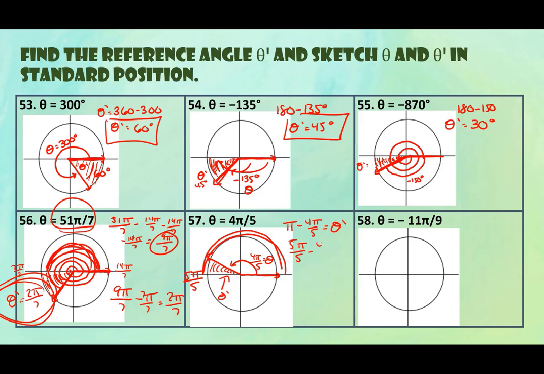So 5 pi over 5 minus 4 pi over 5 will give us pi over 5. And so this little angle right here is pi over 5, and that's our reference angle.